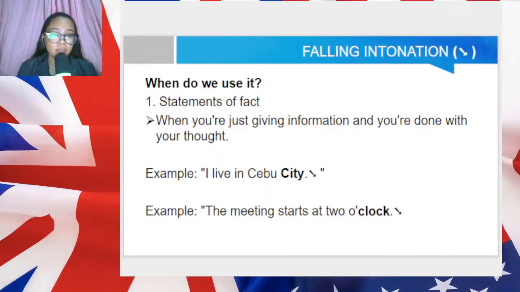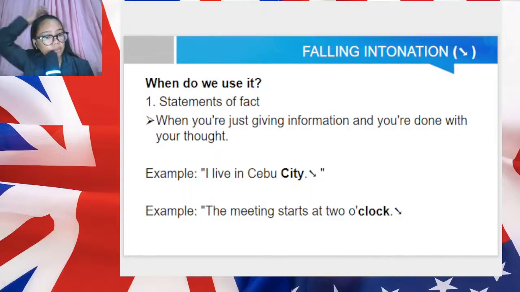Now let's really delve into one of its most common and fundamental applications, which is using it for statements of fact. Okay? This is perhaps the most straightforward case for falling intonation. It's when you are just giving information and then you're done with your thought. Imagine you are sharing a piece of information that is definite, that is conclusive.